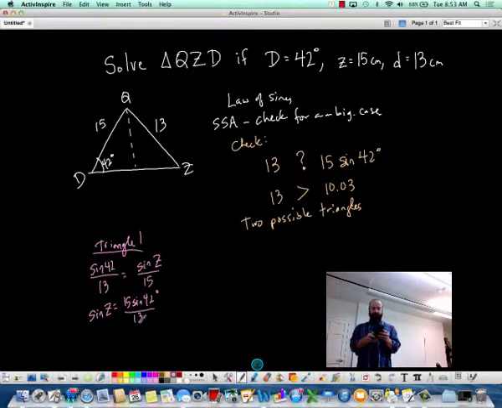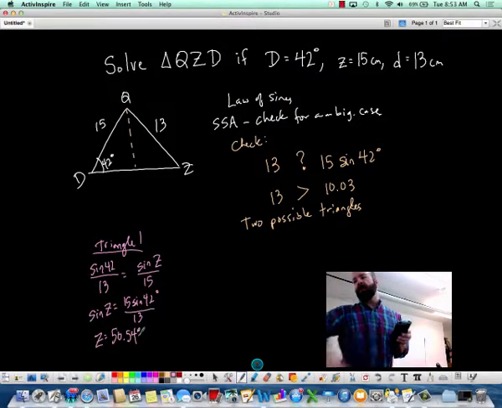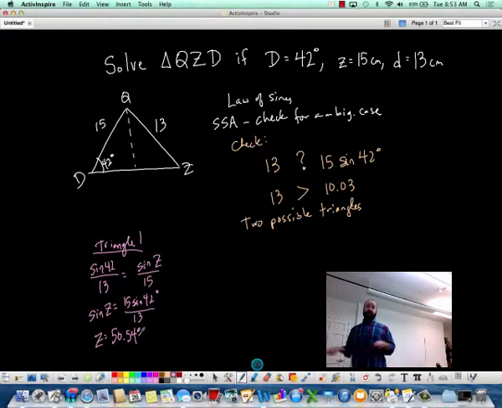Oops, pressed the wrong button. So let me go back and get that again. Momentary pause. This, and then that, and then this. There we go. So that tells me that angle Z is 50.54 degrees.